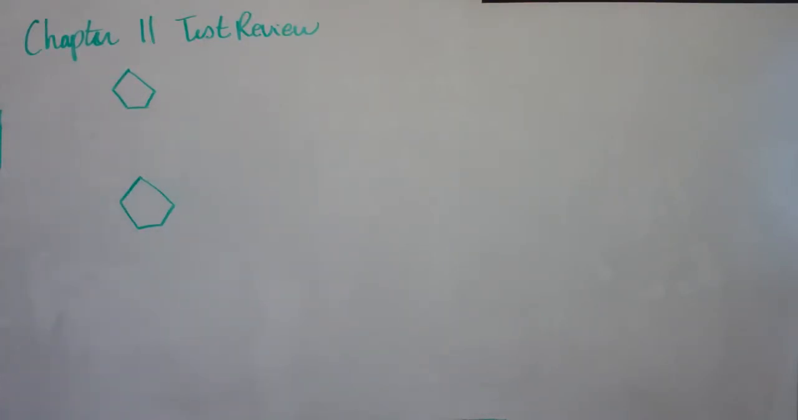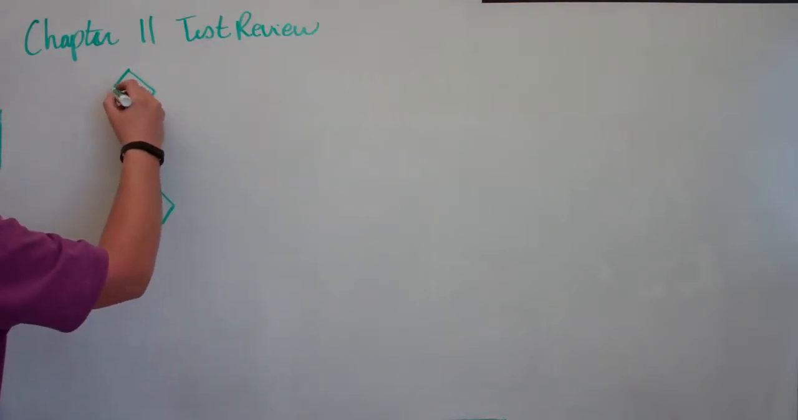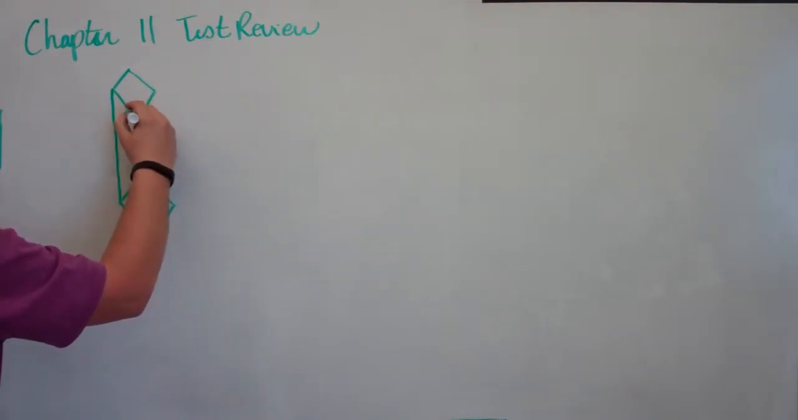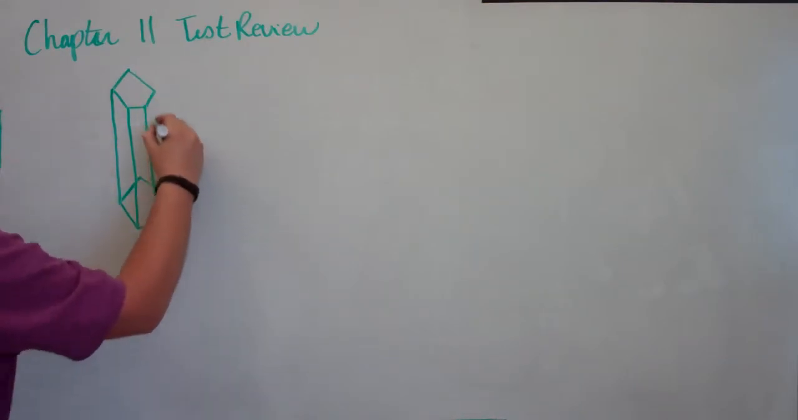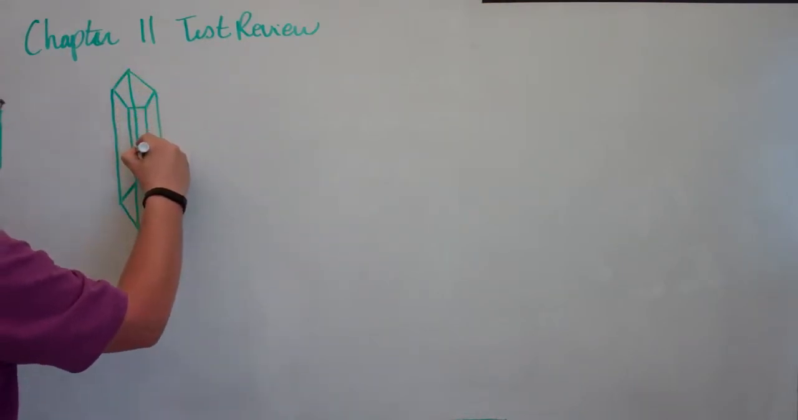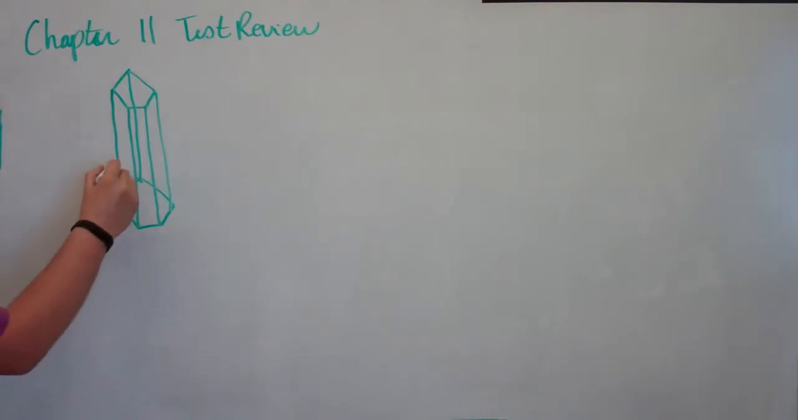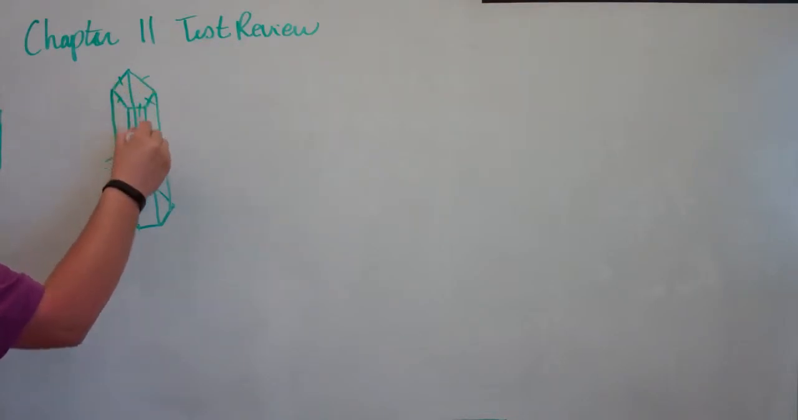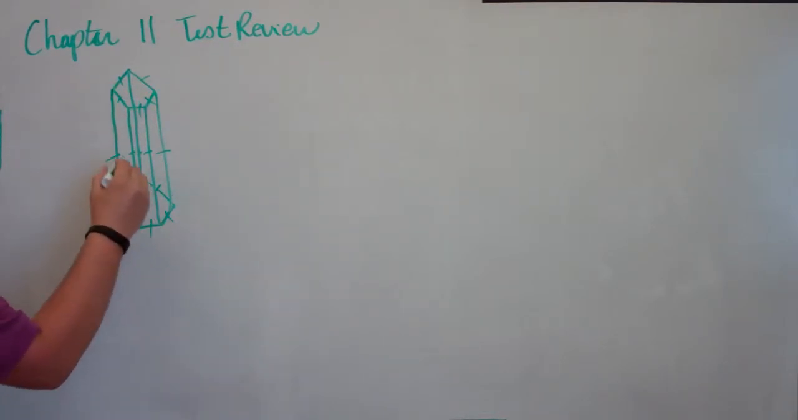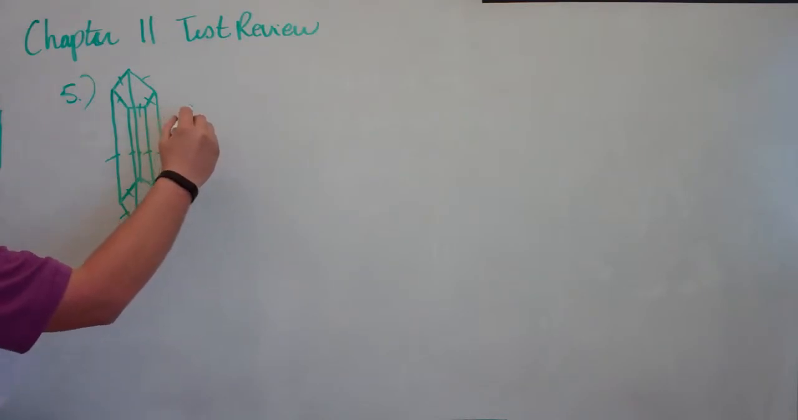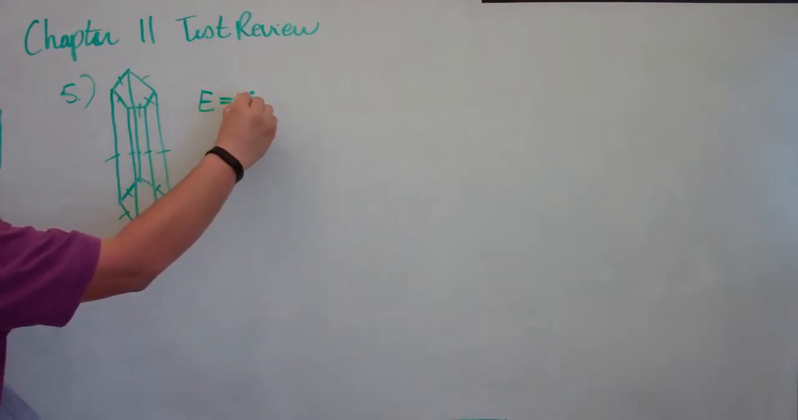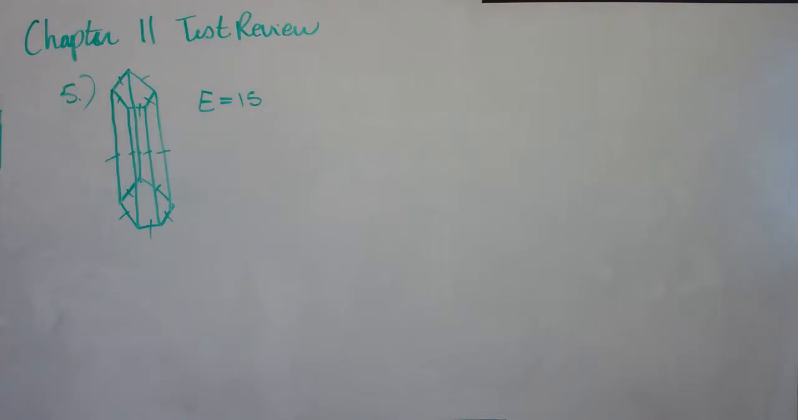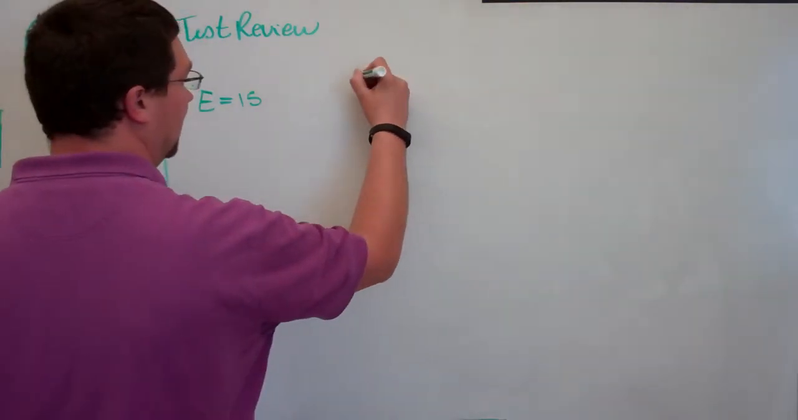I'm sorry, it wants edges. So, 1, so we just connect them all. 2, 3, 4, 5. Now you just count all your individual lines. 1, 2, 3, up to 15. So therefore, E, which is edges, equals 15. All right, a lot of these are easier if you just draw a picture of what they're asking you to do.